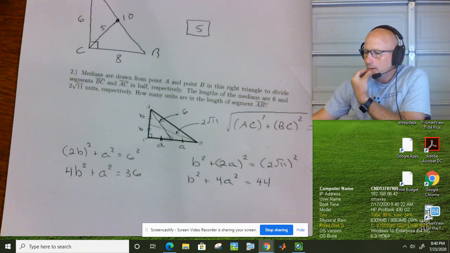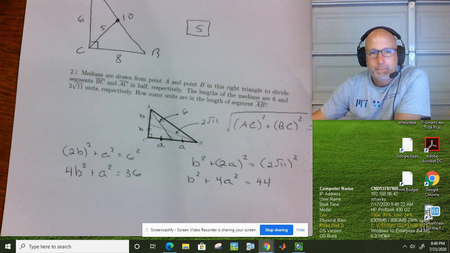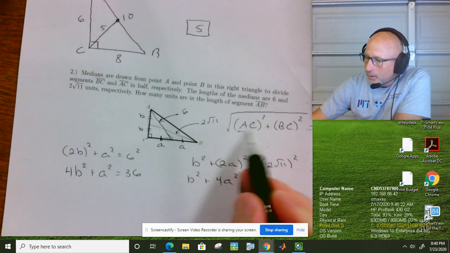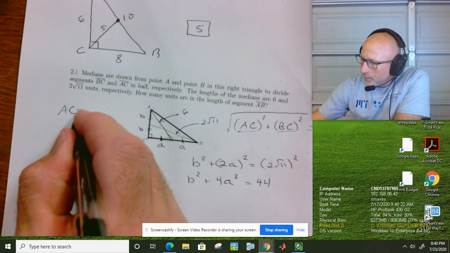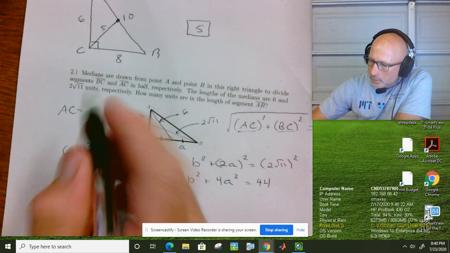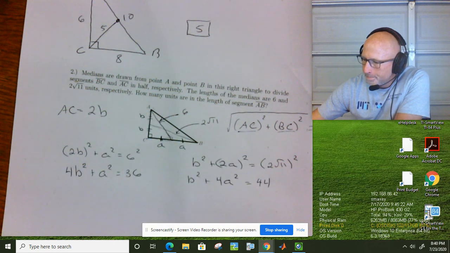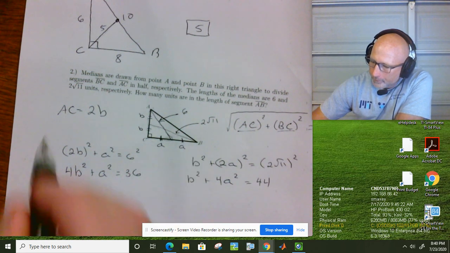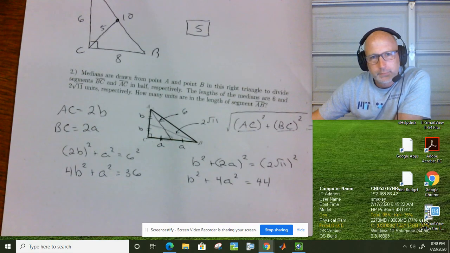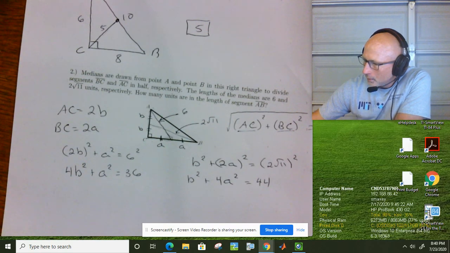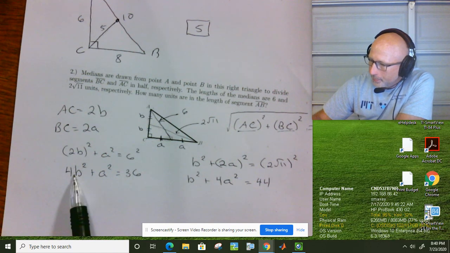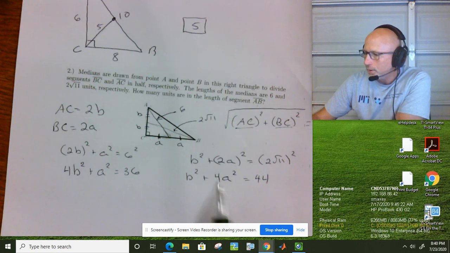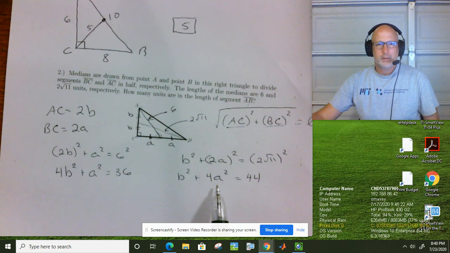Now, what is it that I'm looking for exactly? I'm looking for AC squared and BC squared. Well, AC is equal to 2B, and BC is equal to 2A. So if you kind of notice here, look, this is 2B squared, and that is 2A squared. So it's kind of there.